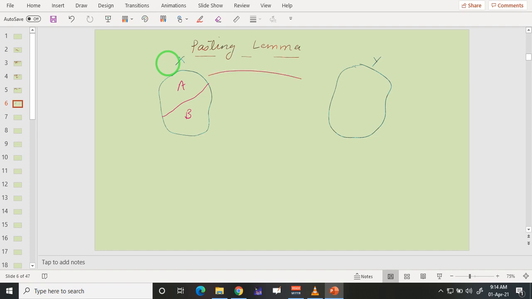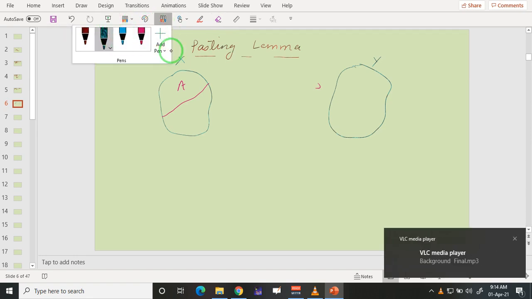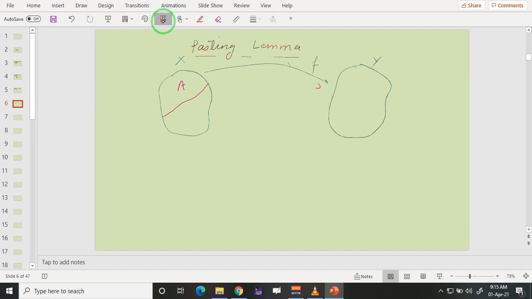F is a function from X to Y. Now it says if you restrict your function to A and B, then f restricted to A will be a function from here to here, and f restricted to B is a function from B to Y. If these restriction maps, f restricted to A and f restricted to B, are continuous, then we can say that f is continuous, and that's what the pasting lemma is all about.